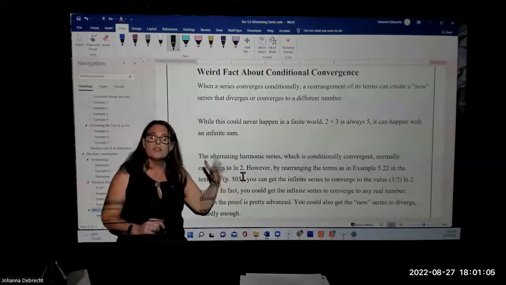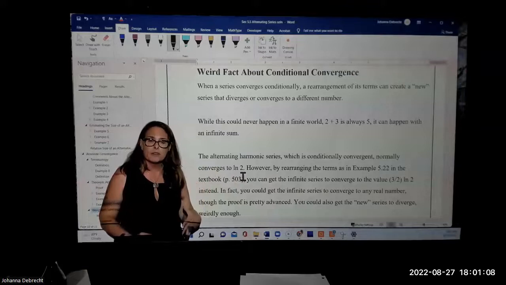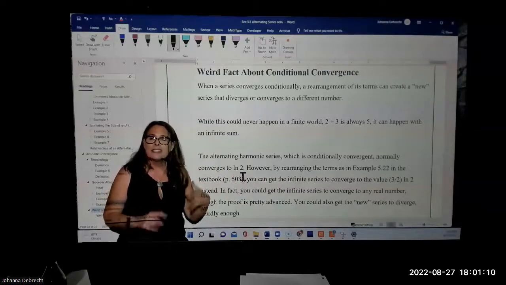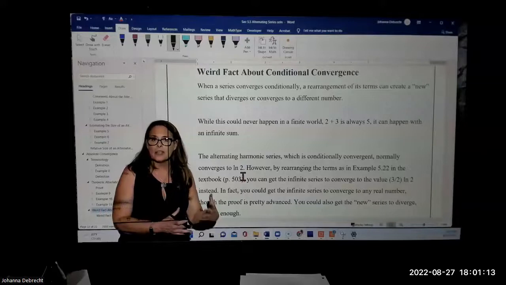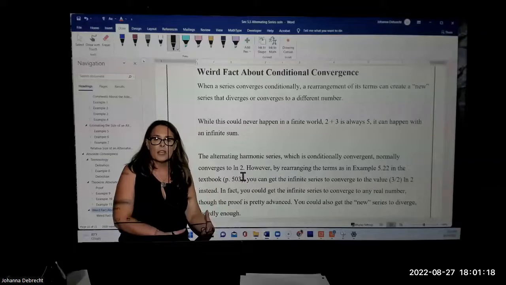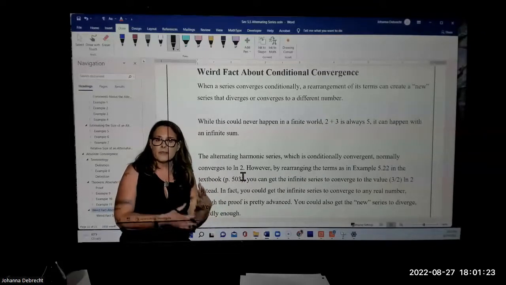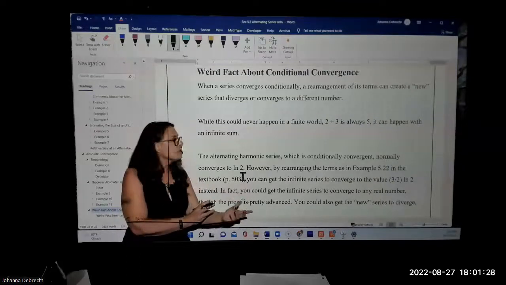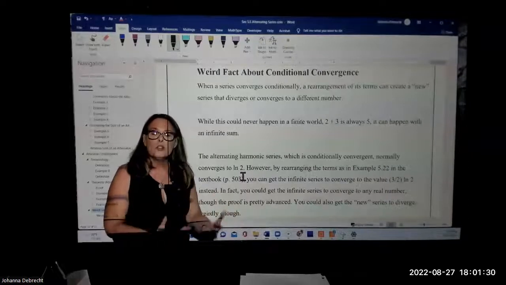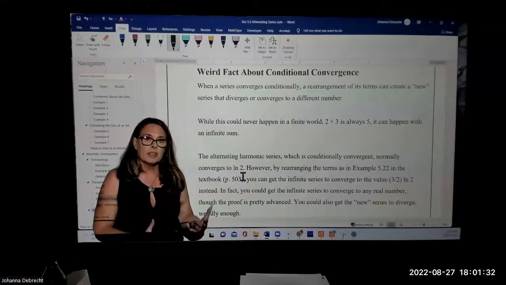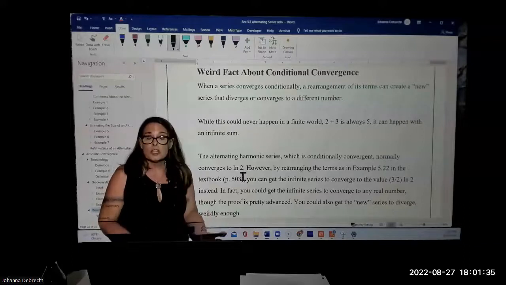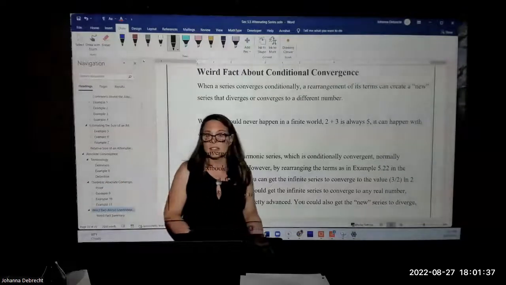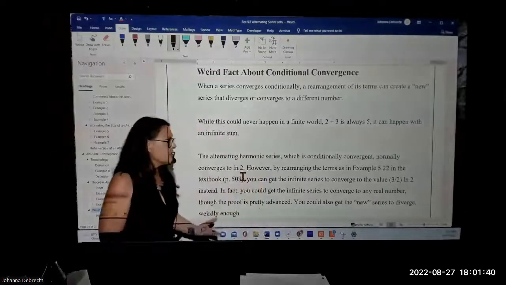But it turns out if you don't have absolute convergence, then it's not really a sum in the traditional sense of the word. It's not the sum of an infinite number of terms. It's the limit of the sequence of partial sums. And rearranging those terms in a different way can create a new pattern for S sub n, the nth partial sum, which can create a new value for S infinity, which is kind of crazy.